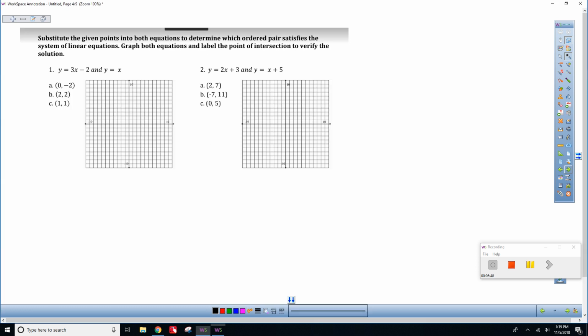Now let's look at some of your homework. Substitute the given points into both equations to determine which ordered pair satisfies.